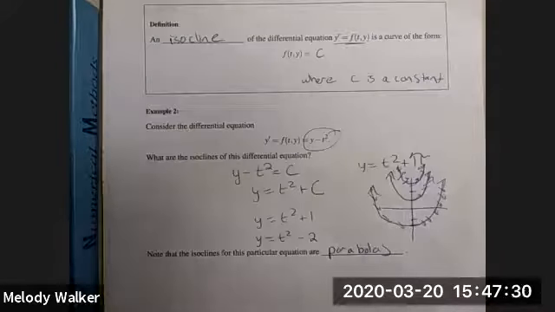So we're going to look at next an example of using isoclines to solve a direction field. Okay.